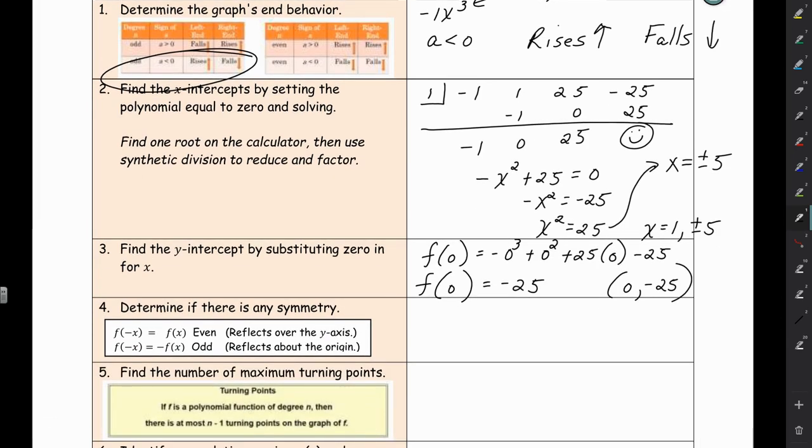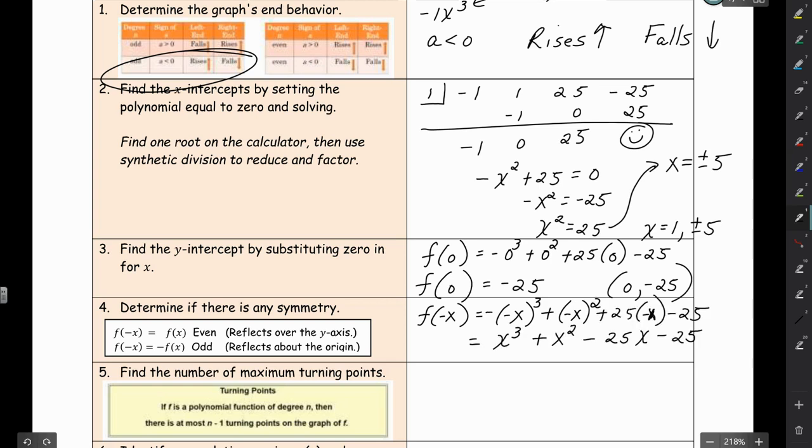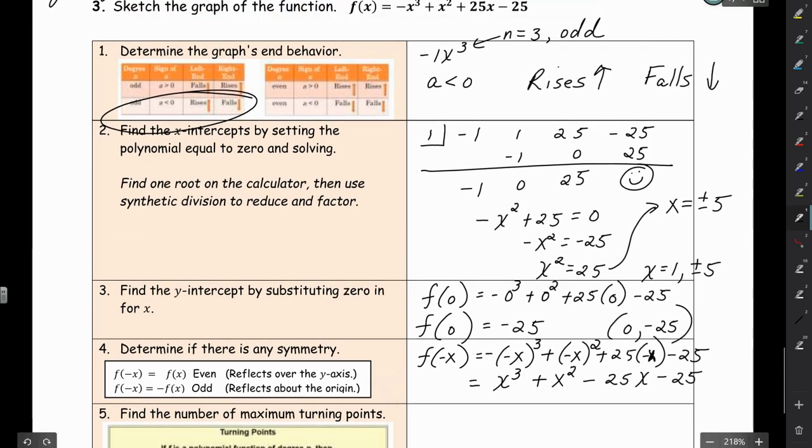Now we're going to see if we should be expecting symmetry or not. So we're going to replace x with negative x. Now this can be a little tricky, so write it out and take your time. So if you compare to the original function, we don't change signs. Okay, so we have neither. We are not expecting symmetry.